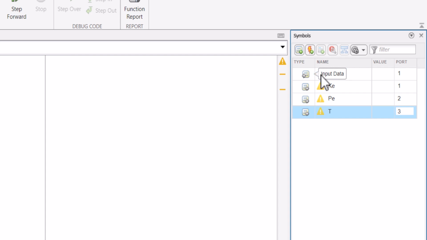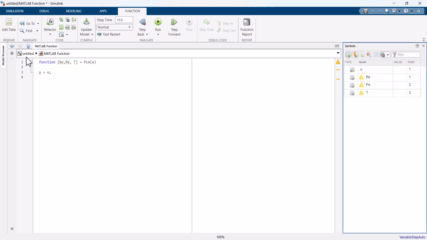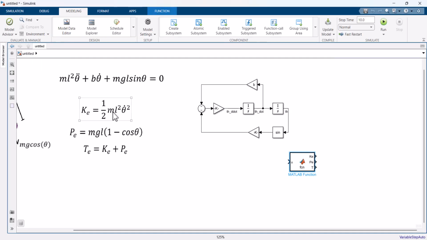For the inputs, if I go back over here, you can see that I need M, I need L, I need theta dot, and I need theta. All these things are needed by this function file to compute Ke, kinetic energy, and potential energy. M, L, and G are variables already present in the model workspace, so I won't be providing those to this function file. I only have to provide theta and theta dot.